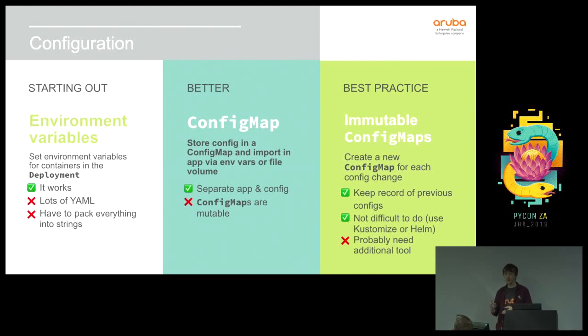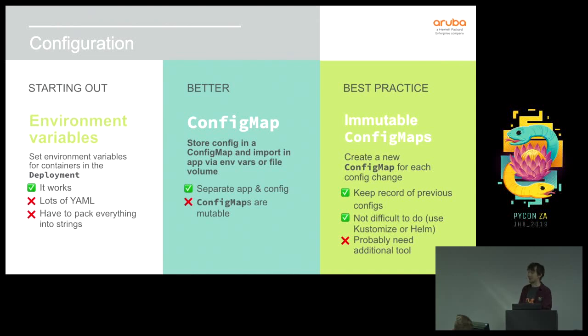All right, so there are a few different ways to do this with Kubernetes. When you're just starting out, you can just define environment variables in your deployment for each container, so you can just set the values of things, and that's nice and simple, it works. But you might end up with this huge deployment YAML full of all kinds of things, and you have to pack all your config into strings because you're just working with environment variable string key values.